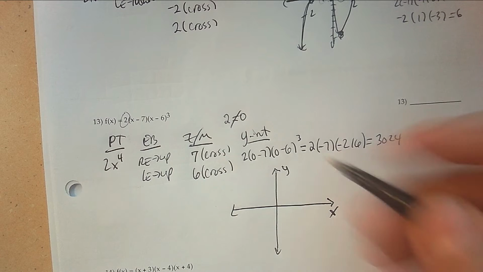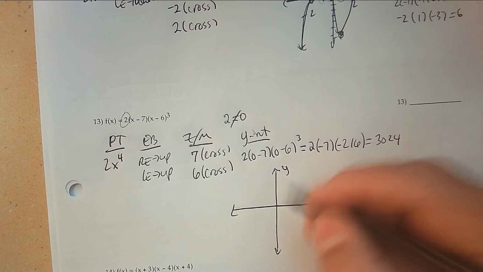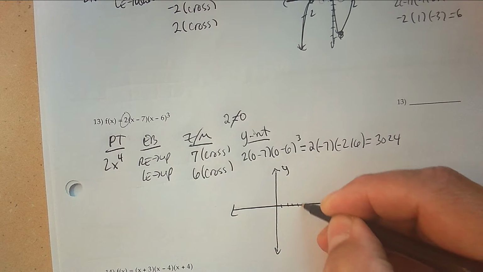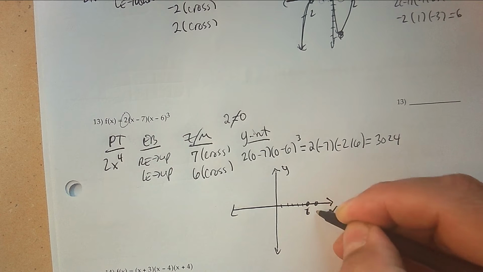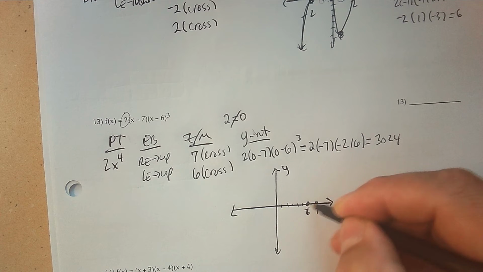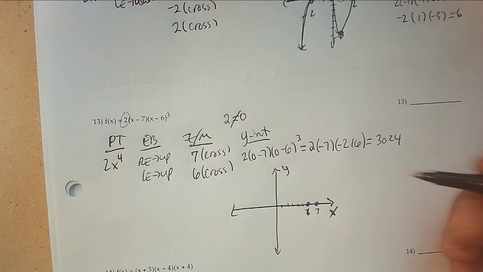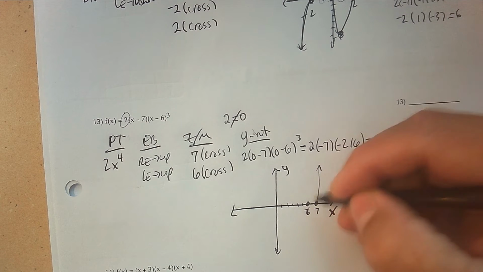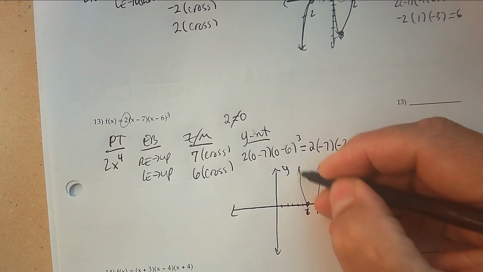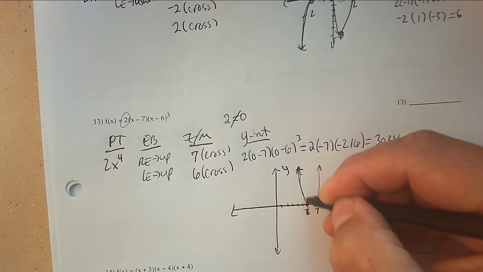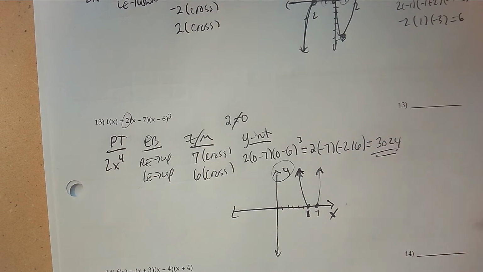All right, so find where 6 is, find where 7 is. So 1, 2, 3, 4, 5, 6, and 7. Oop, there's 6, there's 7. They're really close to each other. We know the right end goes up, and we know the left end goes up, and we know eventually it would, at 3,024, it would eventually hit the y-axis, so it's definitely not going to hit the y-axis right there.